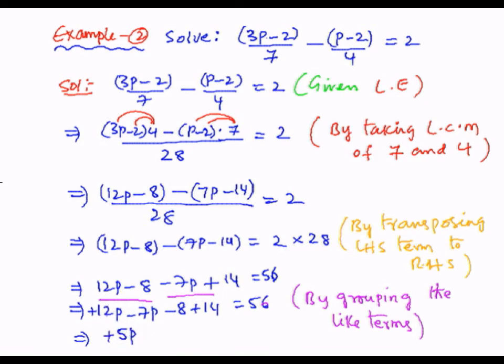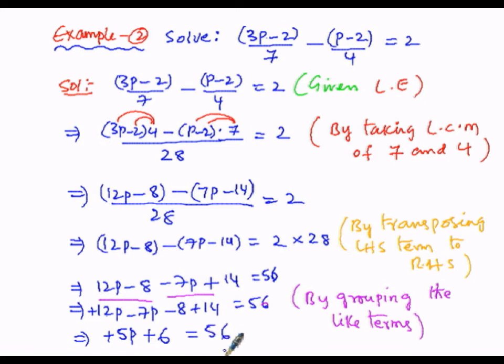In order to simplify the constants, here 8 is negative and 14 is positive. Minus of plus is minus, so subtract: greater minus least, 14 minus 8 is 6. To assess the sign, we have to see the greater one among these two. 14 is greater than 8, and 14's sign is positive, so the sign will be plus. Then that is equal to 5p plus 6 written as it is.